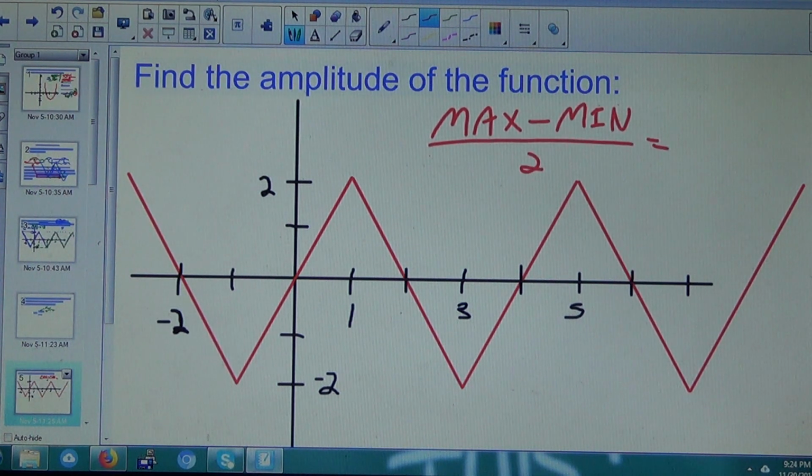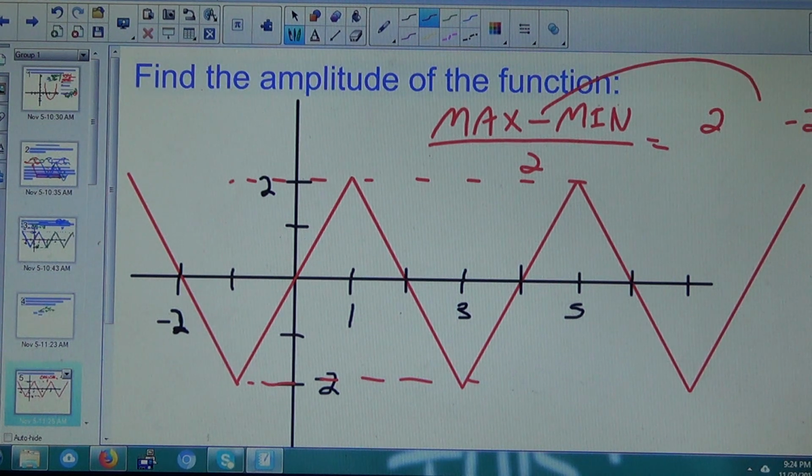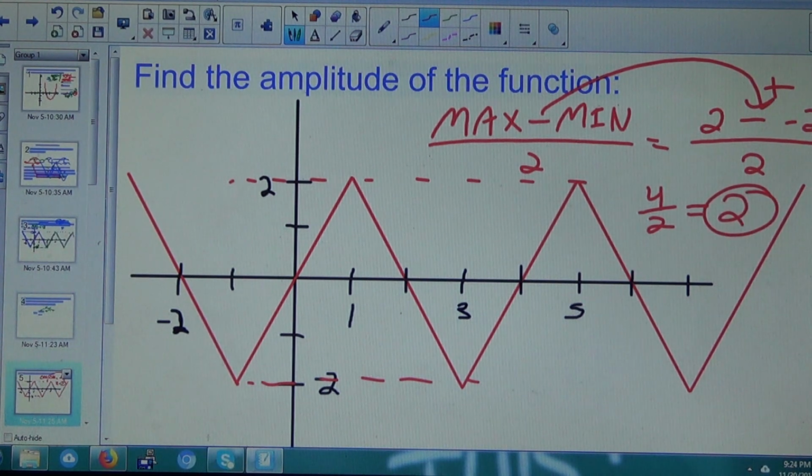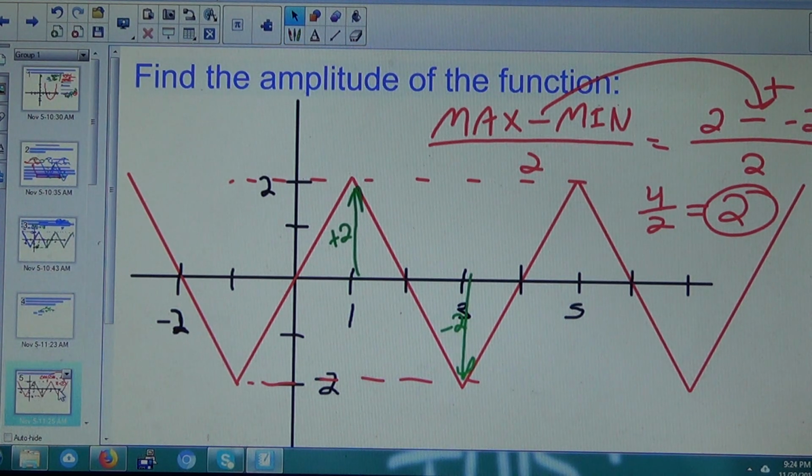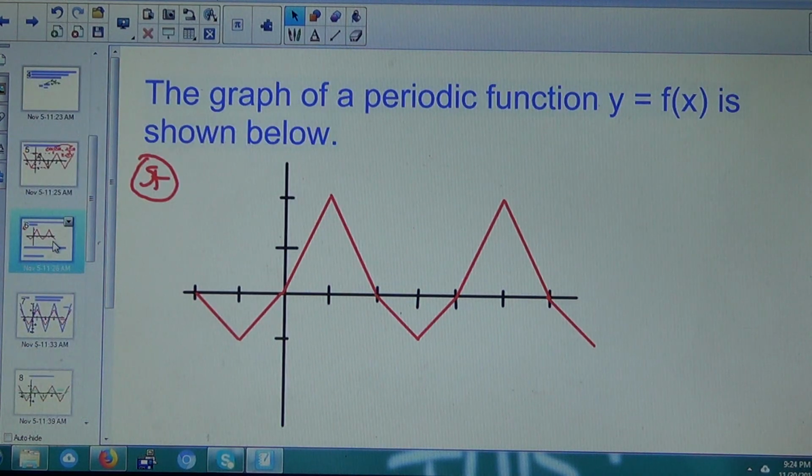So what's my highest point here? 2? What's my lowest point here? -2. What's the formula have in it? A minus sign, which then what does that turn into on top? Correct, a plus. So what's 2 plus 2? And 4 over 2 is 2. So my amplitude on this problem would be 2. What does that mean? Well, from the middle it goes up how many? Up 2, and it goes down 2. But the amplitude is 2. Okay? Questions on that? Amplitude, I think that's pretty self-explanatory.